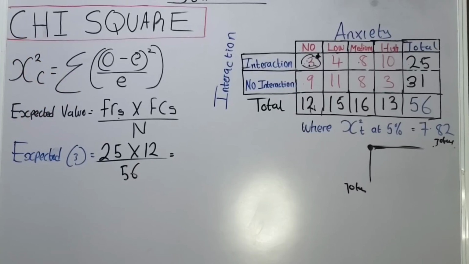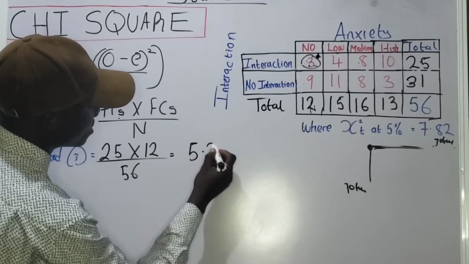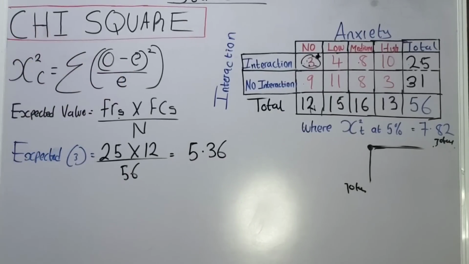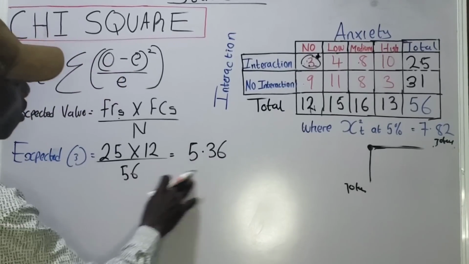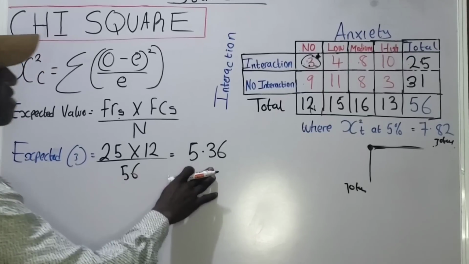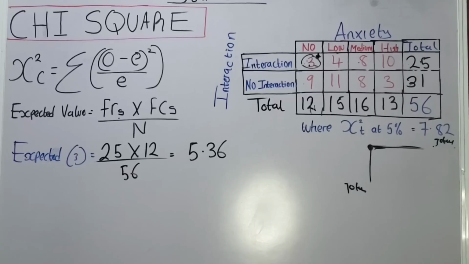Okay, so now 25 multiplied by 12 divided by 56, that is 5.36. So here I'm going to have 5.36. Do you understand? So the expected value of 3 is 5.36.